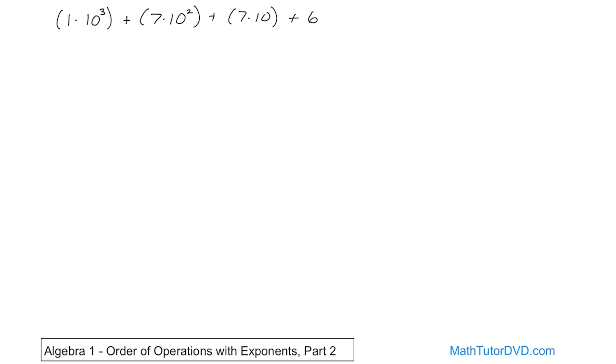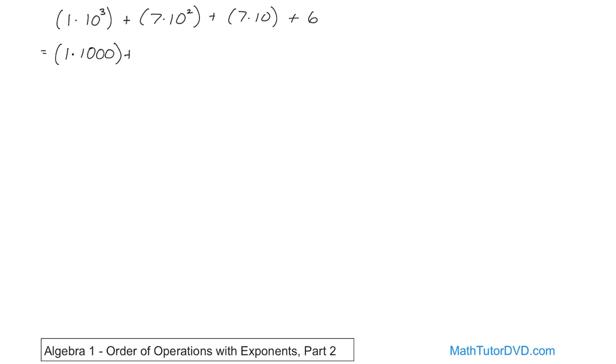Now, what's inside of here, we have multiplication, and then we also have an exponent. What do you think comes first, just of these 2 things here? Well, the exponent comes first. It's higher up the list. So inside of here, we're going to have 1 times. What is 10 cubed? That's 10 times 10 times 10. So 10 times 10 times 10 is 1,000. 10 times 10 is 100, times 10 more is 1,000.